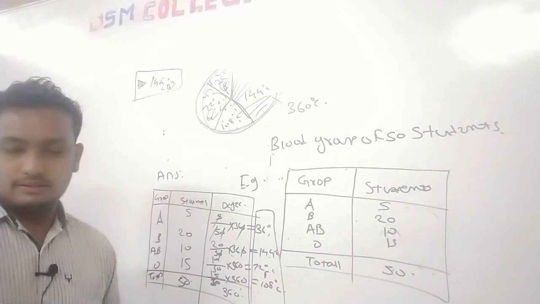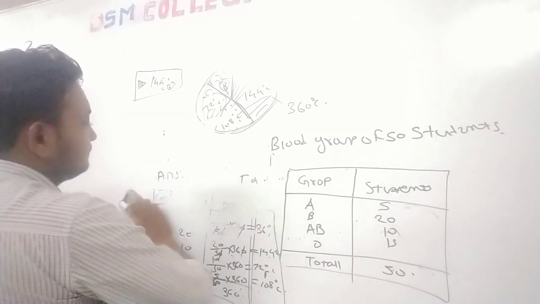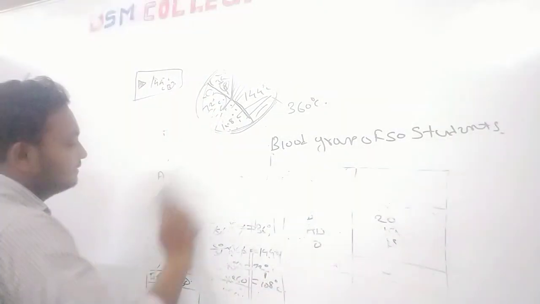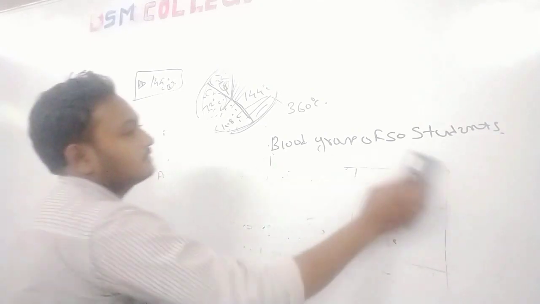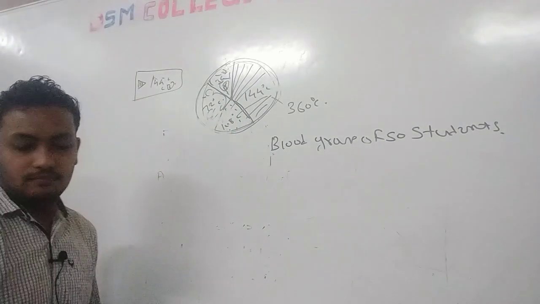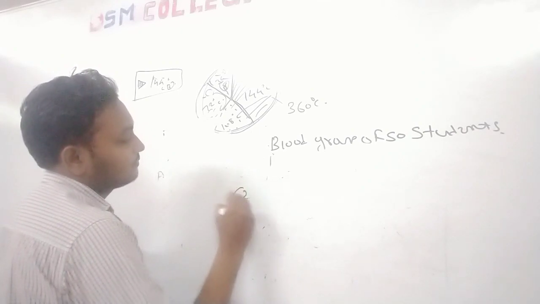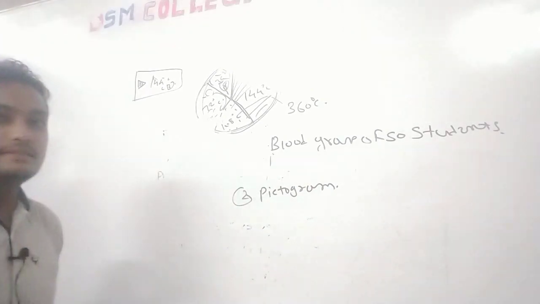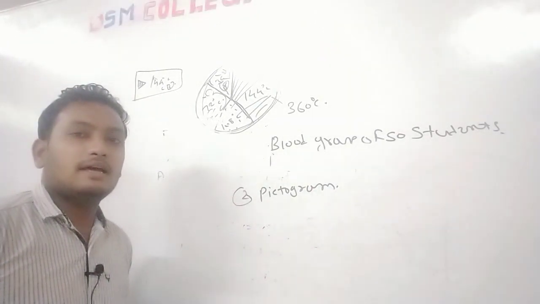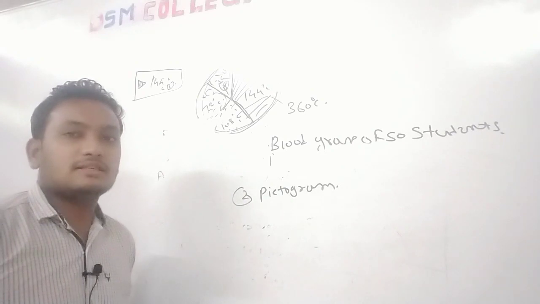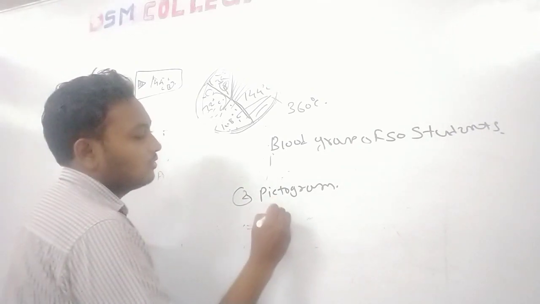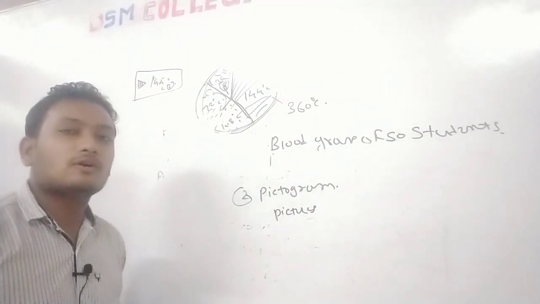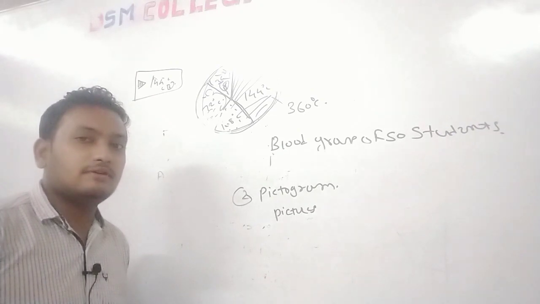The next is the pictogram. It is another visual presentation, a diagrammatical representation. In this we study first the pie diagram, and the next remaining point is the pictogram. A pictogram is simply data presented in the form of pictures. For your understanding, we are giving one example.